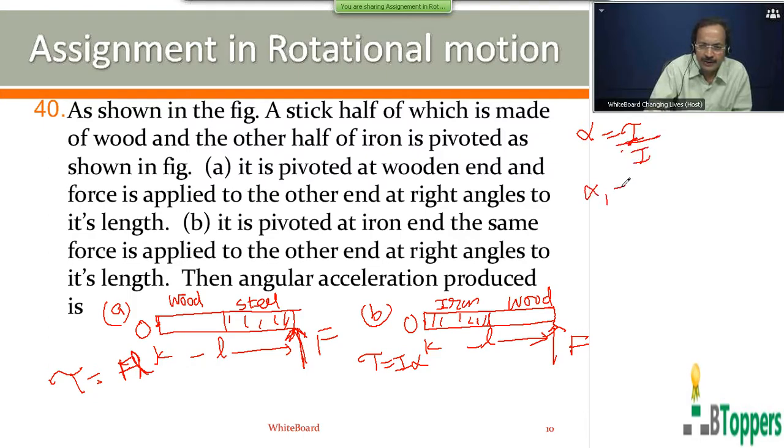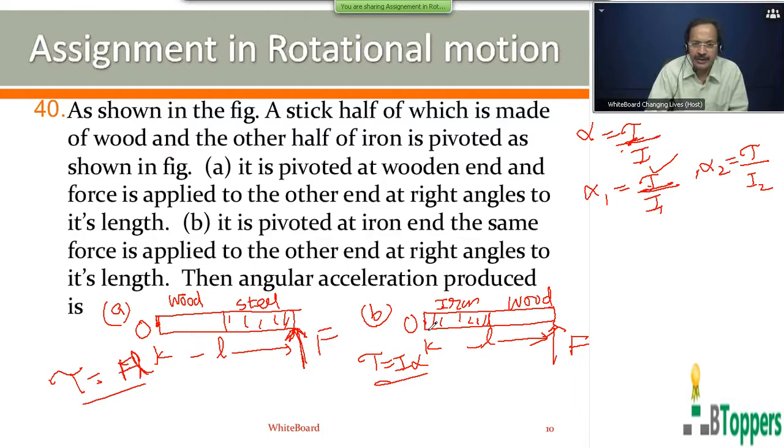So alpha can be written as torque by I. Angular acceleration in the first case you can write as torque by I1, and in the second case, torque applied divided by I2. The torque applied is the same in both cases. In the first case, the iron or steel part is farther from the axis. In the second case, the steel or iron part is nearer to the axis.